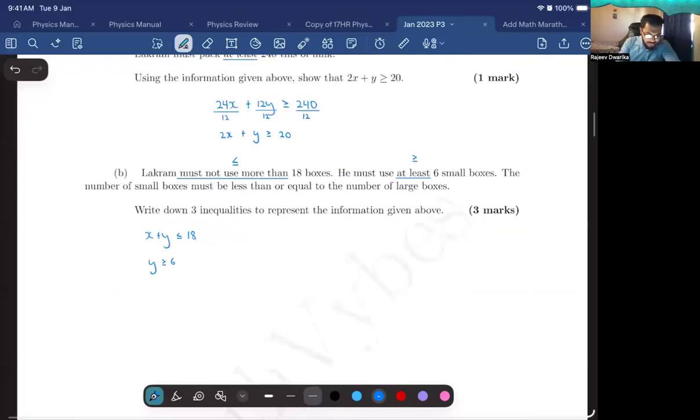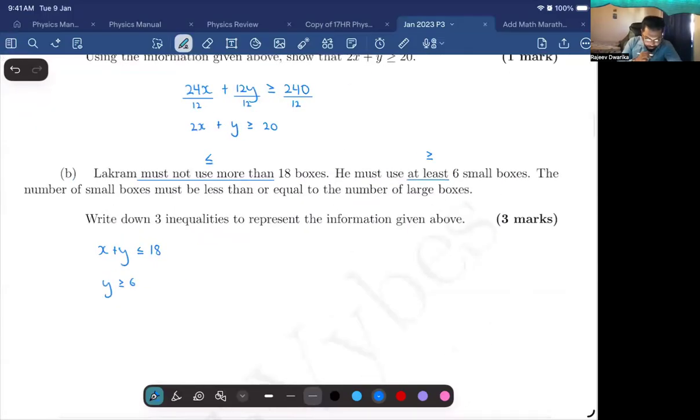Awesome. Let's examine the last condition. The number of small boxes, or what are we using to represent small boxes, X or Y? Y. Must be less than, okay, this one is a bit obvious, less than or equal to the number of large boxes. And large boxes is denoted by what? X. So y is less than or equal to x.